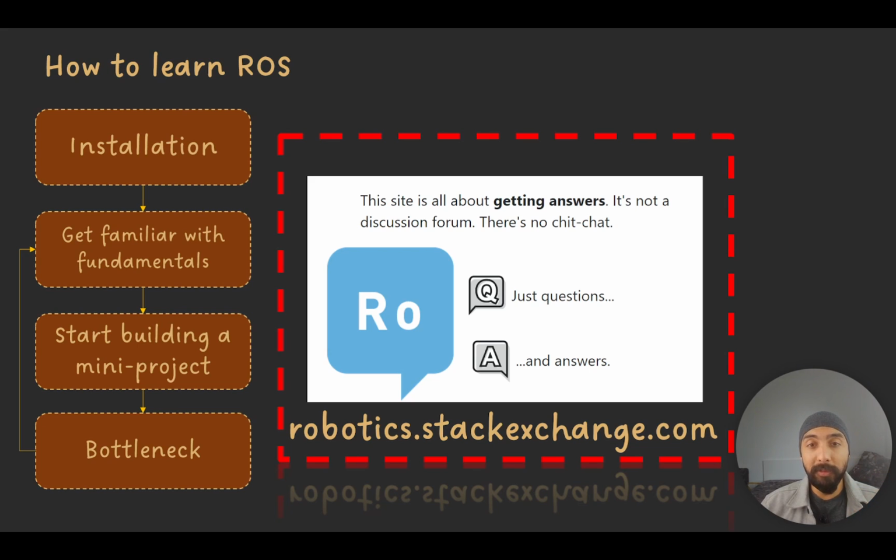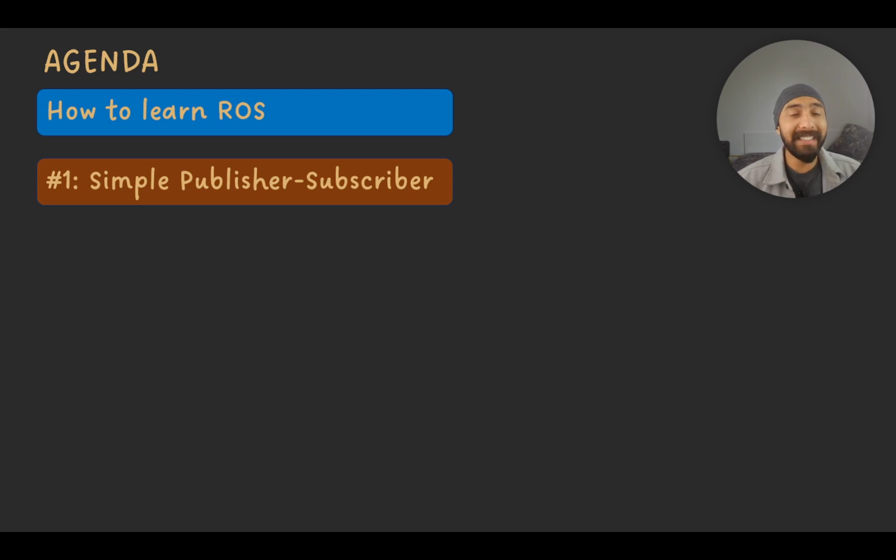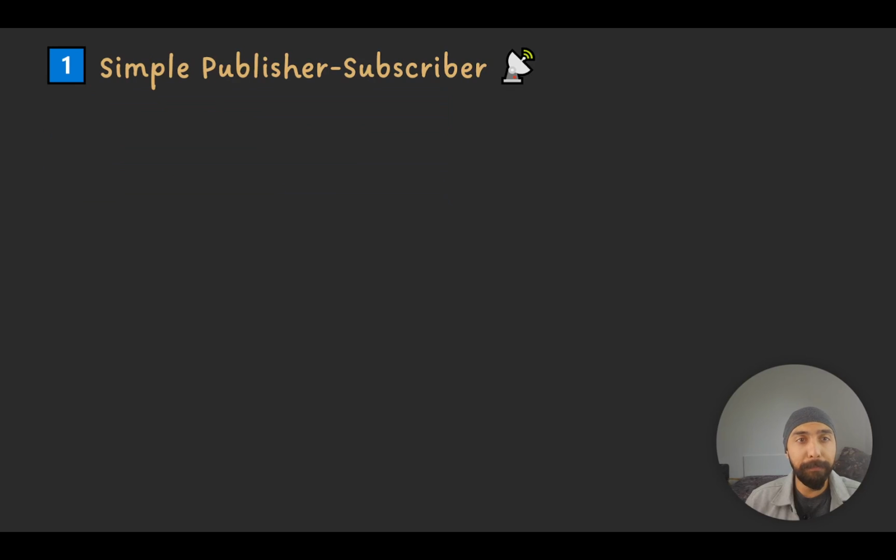You can also view responses by other people who probably have had issues, debugging problems related to ROS, robotics, and so on. So this is the entire system. It's simple. It's not really that complicated. And if you follow that, it is actually very simple to learn ROS. So let's go ahead and now talk about the first project, Simple Publisher Subscriber.